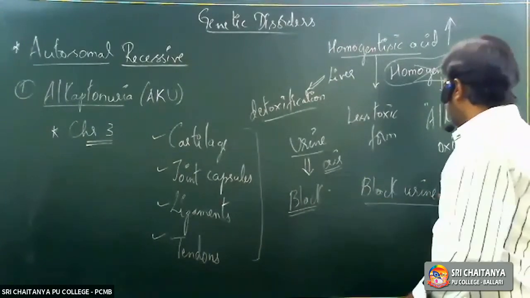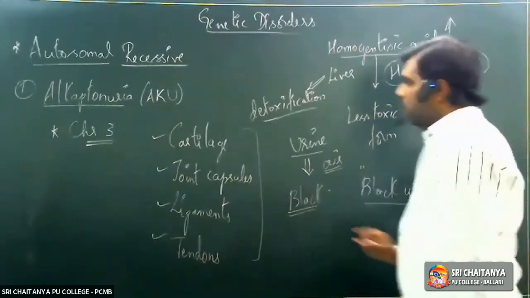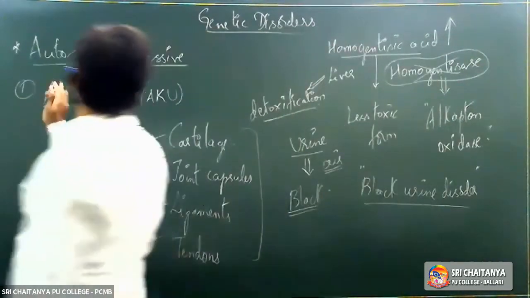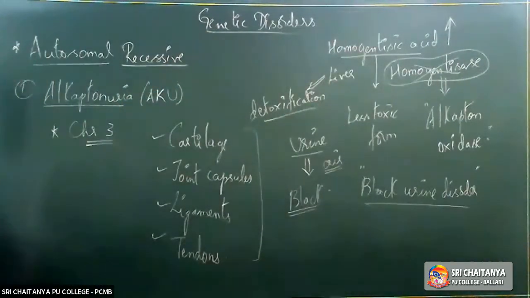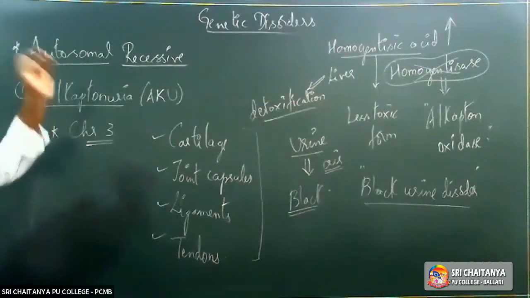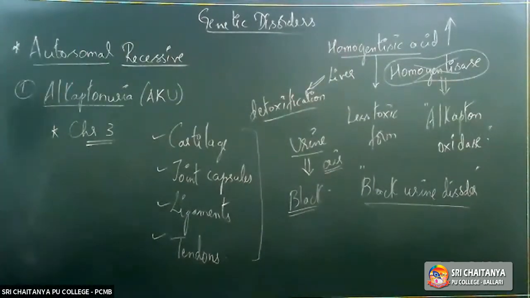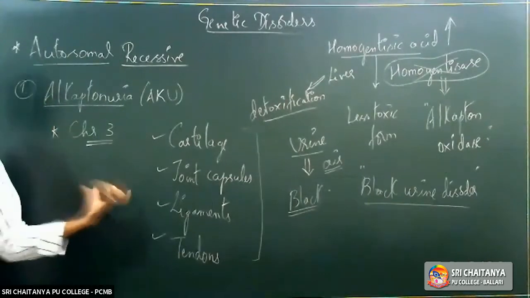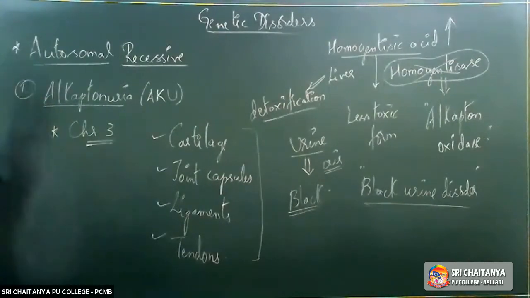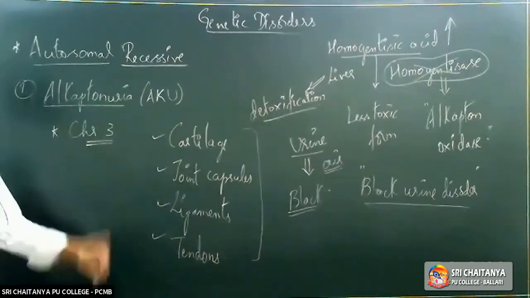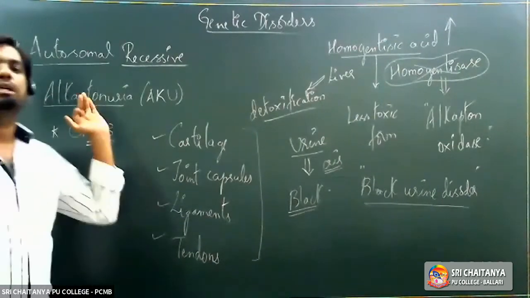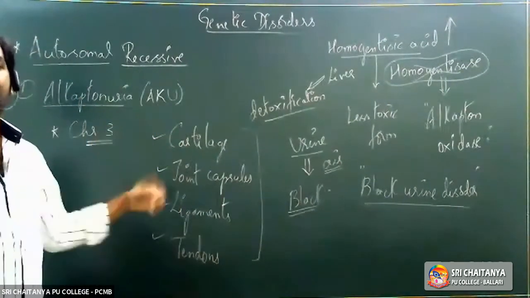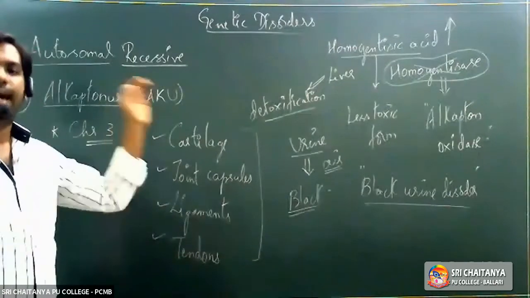So this is what we have with Alkaptonuria, which is considered an autosomal recessive disorder caused due to mutation in the gene coding for the homogentisase enzyme, which is located on chromosome number 3. So this is the first autosomal recessive disorder, and along with that, this was the first inborn genetic disorder to be identified.